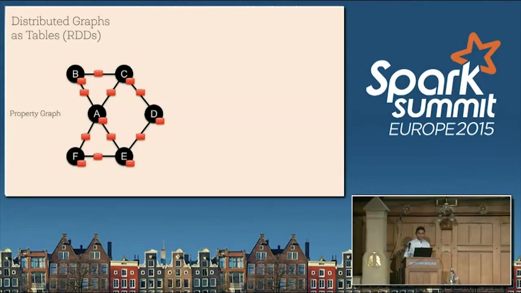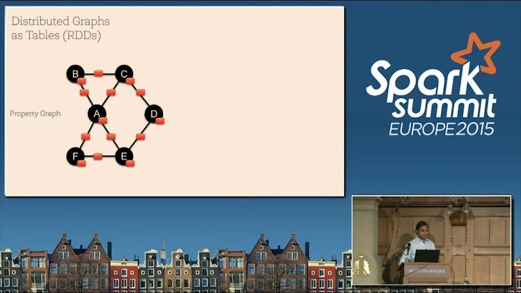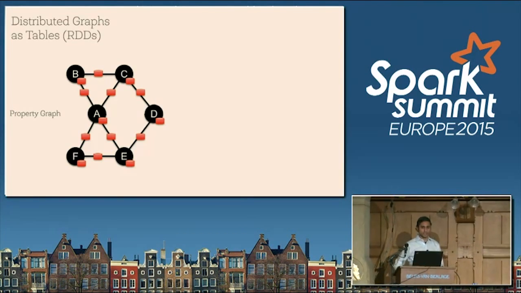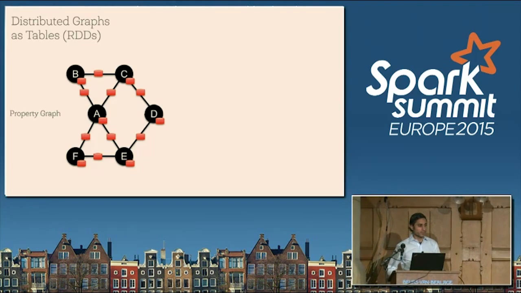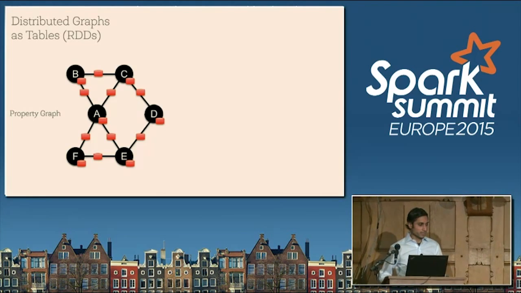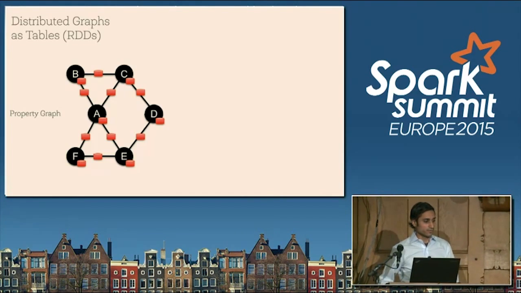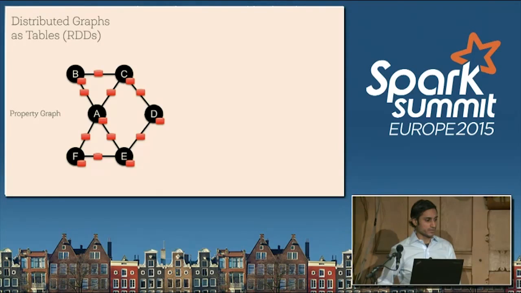So before I go into the rest of the GraphX lab, I wanted to show you and give you some intuition of how graphs are represented as RDDs. On the left there we have a property graph. This is the graph we just made in the lab. There are vertices A, B, C, D, E, and F, and then we can see the edges in red.